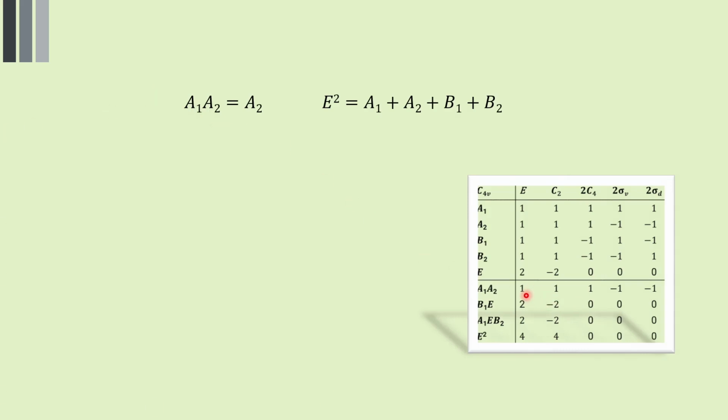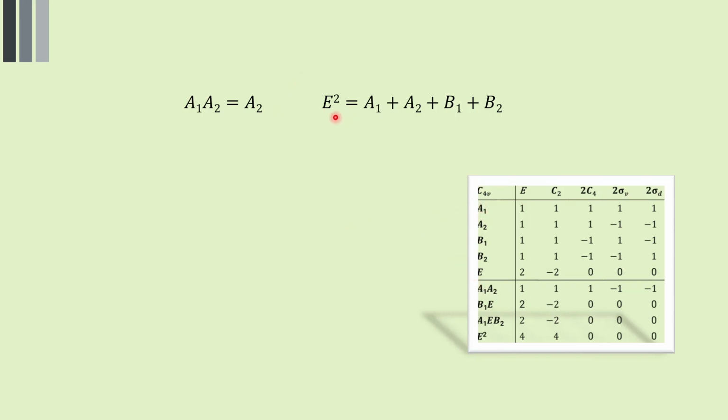and now it's quite easy to make some inferences out of it. How come? Let's proceed. Here we see that A1 into A2 is just the characters of A2: 1, 1, 1, minus 1, minus 1. So we see 1, 1, 1 and minus 1. So A1 into A2 is equal to A2, that we can simply observe by looking at the character table.